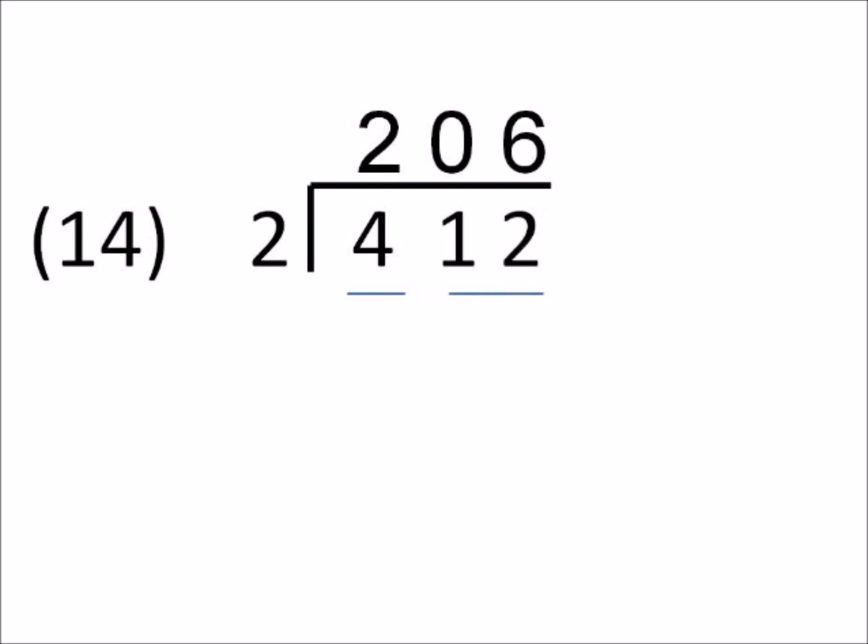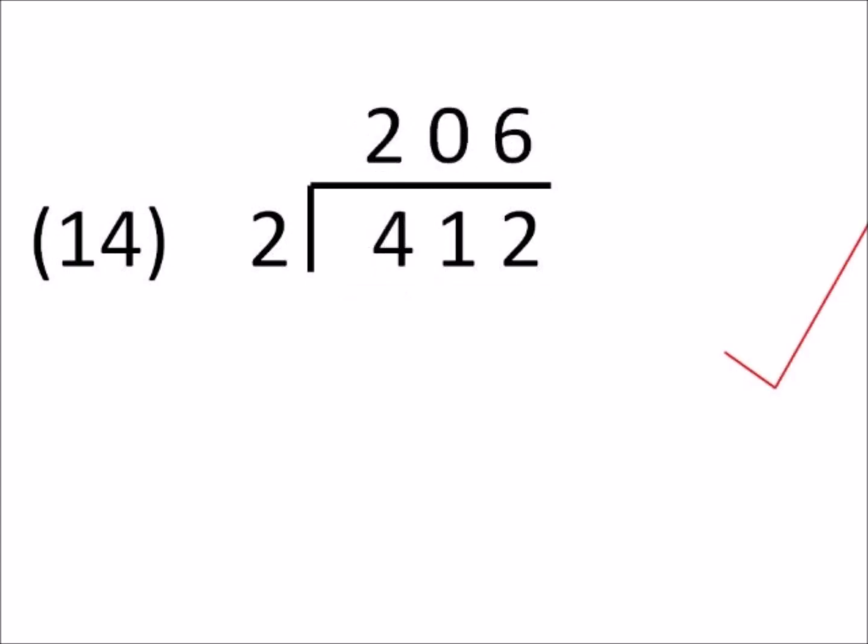2 into 12 goes 6 times, but that 0 in the middle is important, because if you don't have it in the middle, it changes the answer, and the answer would be wrong. So 2 into 4, 1, 2, gives you 206. Okay, and there you have it. If you just have 26, it's wrong, because you have to say 2 into the 1 in the middle, and that would give you that 0 in the middle.